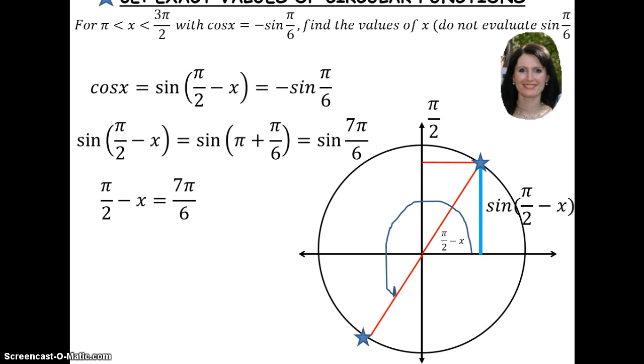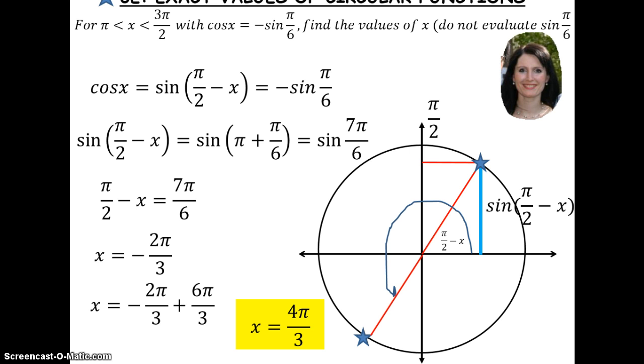We also have pi on 2 minus x is going to be the same, so we're going to get 7 pi on 6. Notice that when we rearrange this, we get x is equal to negative 2 pi on 3. And now, if we add on our 6 pi on 3, because that's 2 pi, we get negative 2 pi on 3 plus 6 pi on 3, which gives us x is 4 pi on 3.